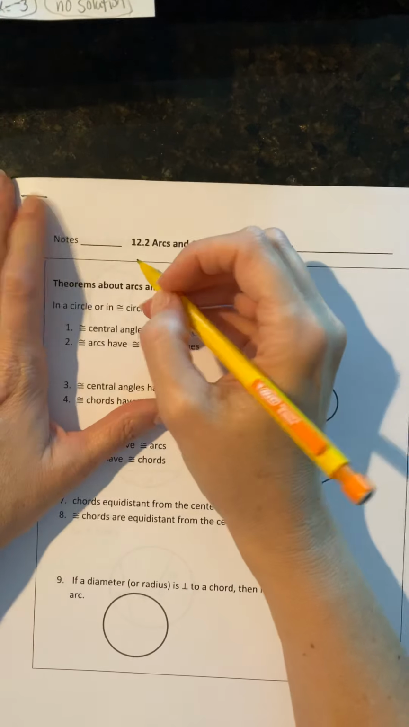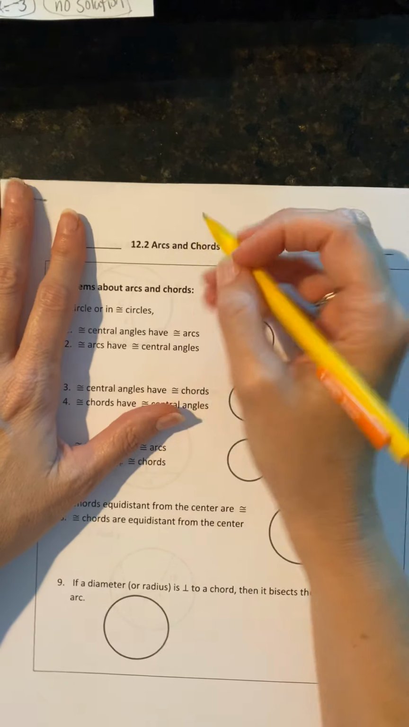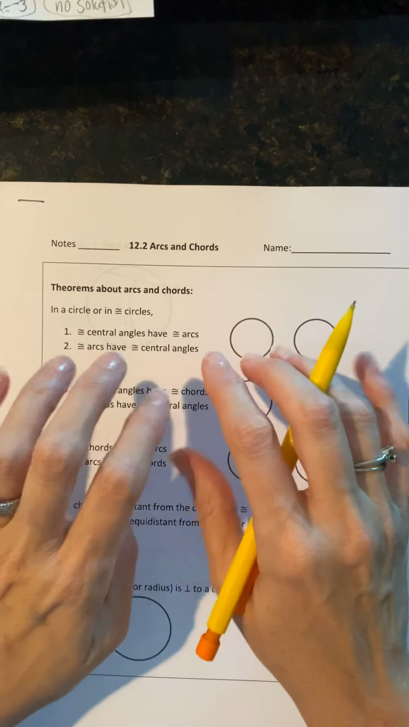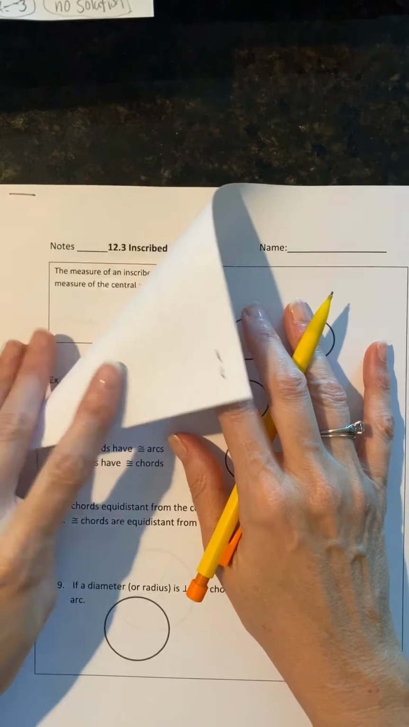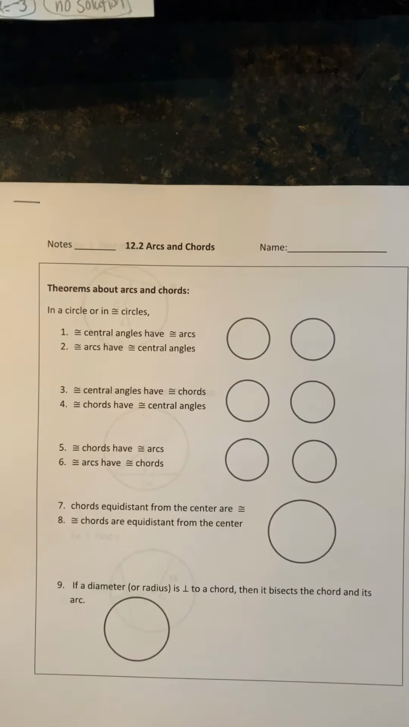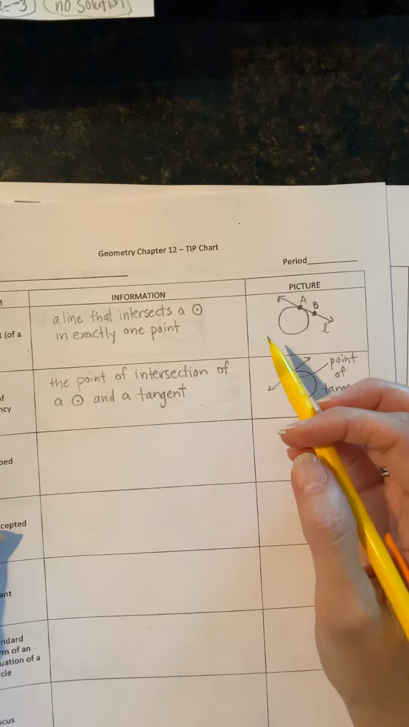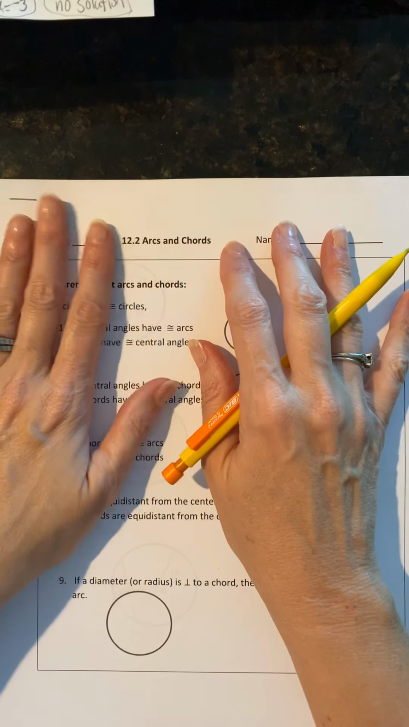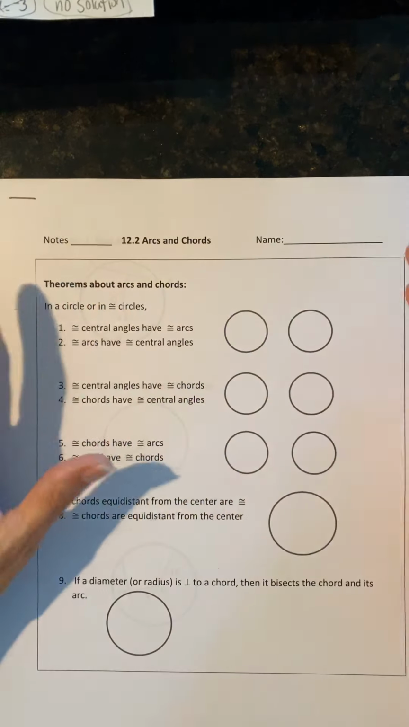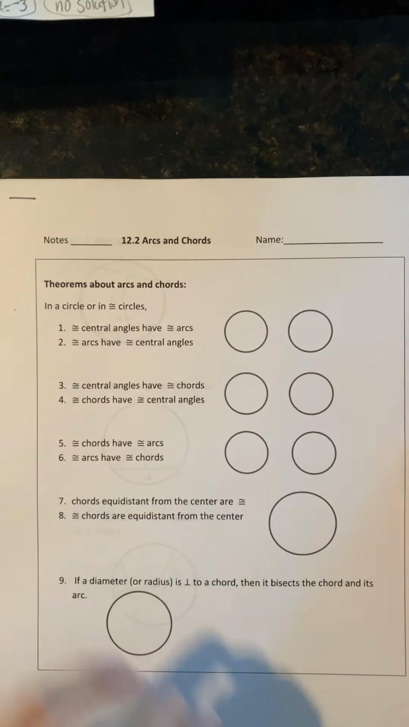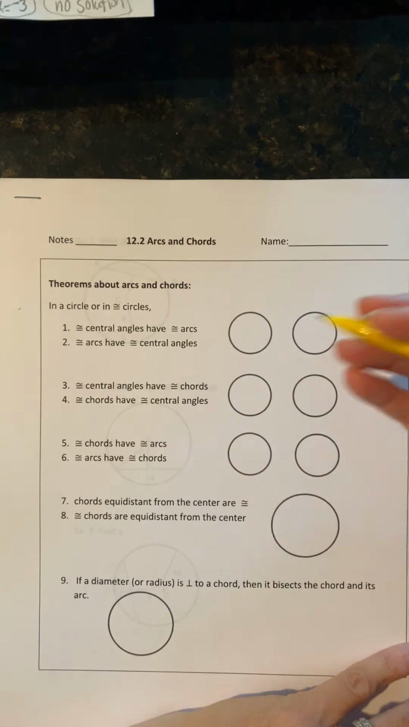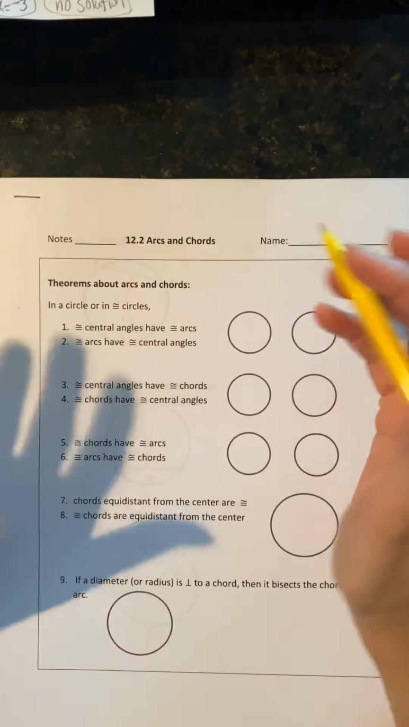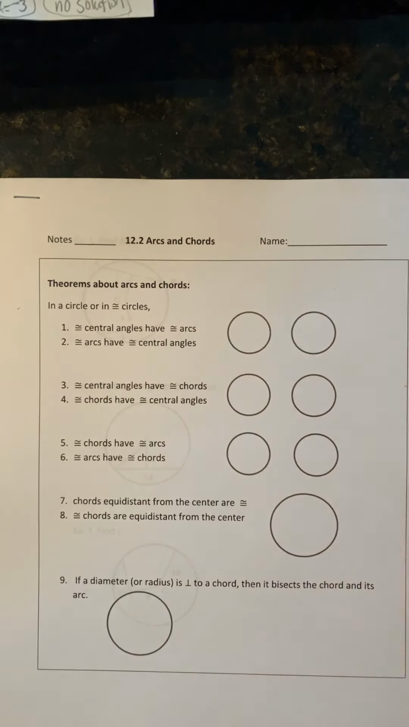This video is for lesson 12.2. It's about arcs and chords, and you don't need to add anything else to the tip chart today, this chapter 12 tip chart. The vocabulary that they use in this lesson is actually from lesson 10.6, where we talked about arcs and chords. Actually, that was from chapter 10, not just from 10.6.